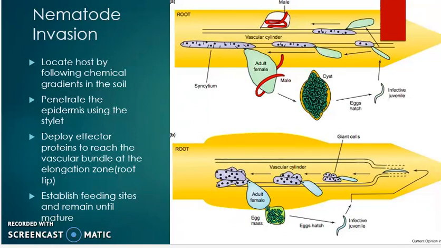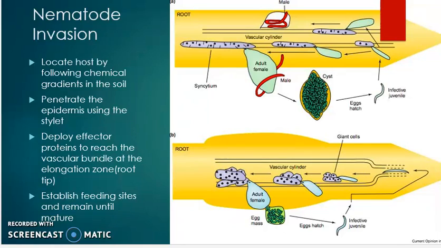Once found, root knot nematodes penetrate the epidermis and migrate intercellularly towards the root tip, where they enter the vascular cylinder. Here they establish a feeding site through the induced differentiation of parenchyma cells and form large multinucleated giant cells. Once the feeding site is established, they can then mature into their adult forms.